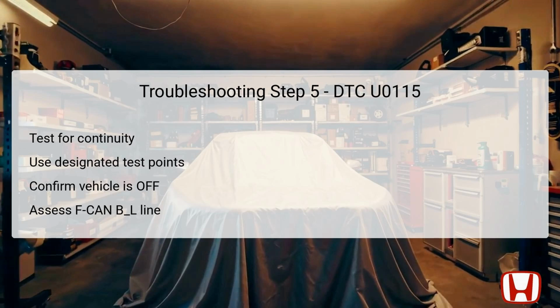A successful continuity test indicates the wiring is intact, so you can proceed with checking for any other service information related to the DTC or symptoms. Should you encounter no continuity, further investigation is required to locate and repair the open circuit in the FCAN-BL wire, thereby restoring proper module communication.